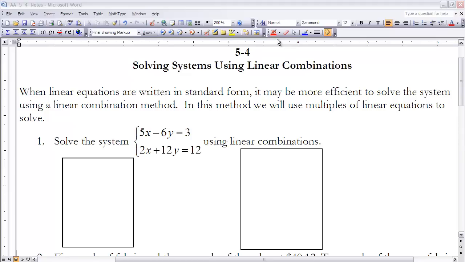In the linear combination method, we're basically using multiples of the linear equations to eliminate a variable to solve for one of the variables, and then we use that to find the other one. By the way, this method works best when we have our equations set up in standard form. One of the keys to this one is that we're always working with things in standard form. So if it's not in standard form and you want to use this method, you want to put it in standard form.